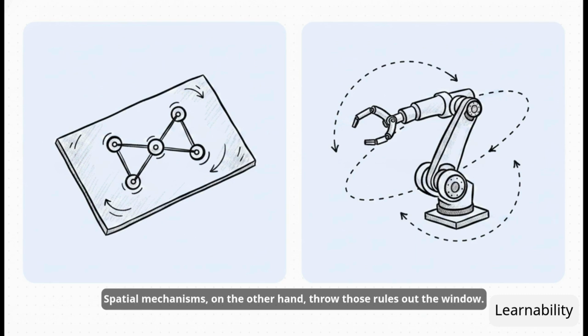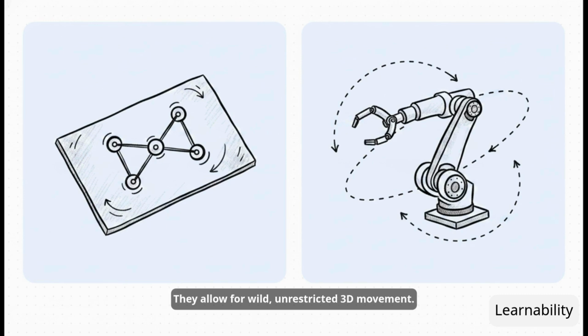Spatial mechanisms, on the other hand, throw those rules out the window. They allow for wild, unrestricted, 3D movement. The calculations are a nightmare, but they are absolutely essential for advanced robotics where motion just can't be confined to a flat plane.